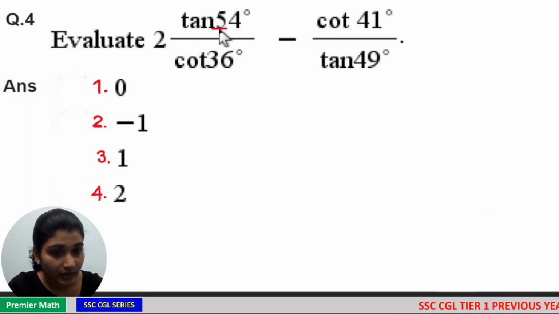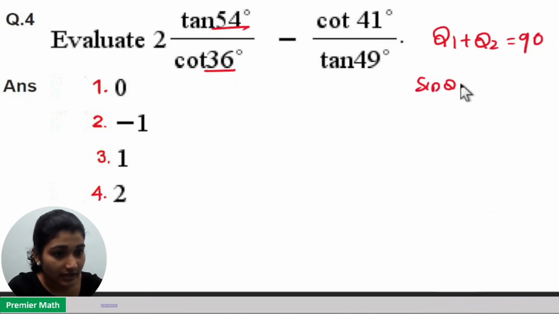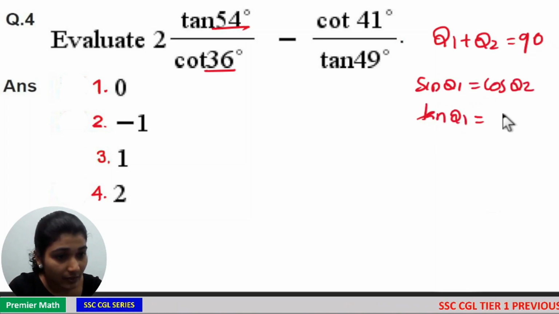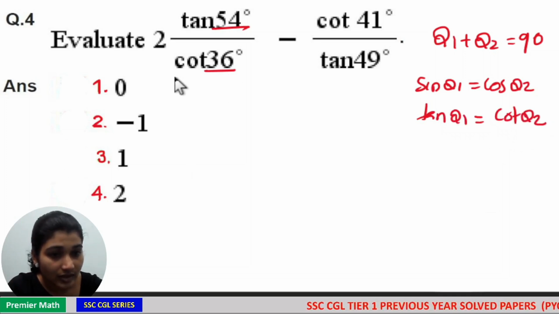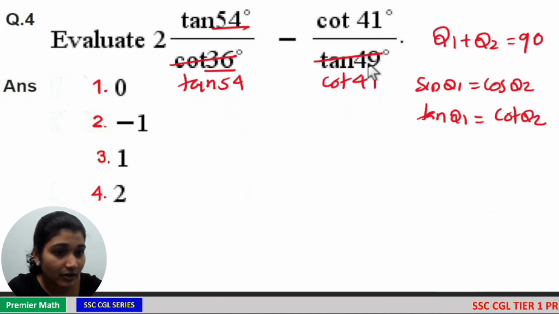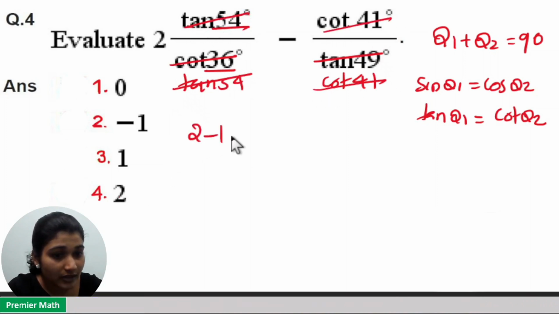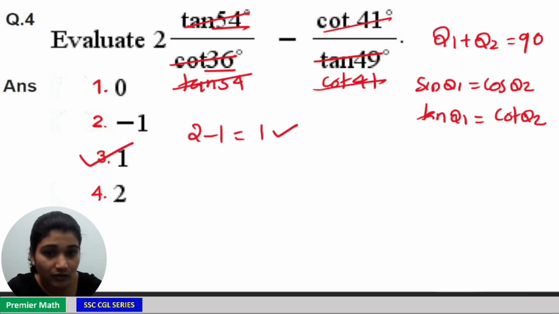Evaluate the following. Here 54 plus 36 is 90. That is, when theta 1 plus theta 2 is 90 degrees, I can write sin theta 1 as cos theta 2. Same way, tan theta 1 becomes cot theta 2. Here cot theta 2 is equal to tan theta 1, which means here cot 36 is equal to tan 54. Same way, here tan 49 is equal to cot 41, because 41 plus 49 is also 90, which means this will become tan 54 and tan 54 cancel, cot 41 and cot 41 cancel. 2 minus 1 is equal to 1. Option 3 is your answer.